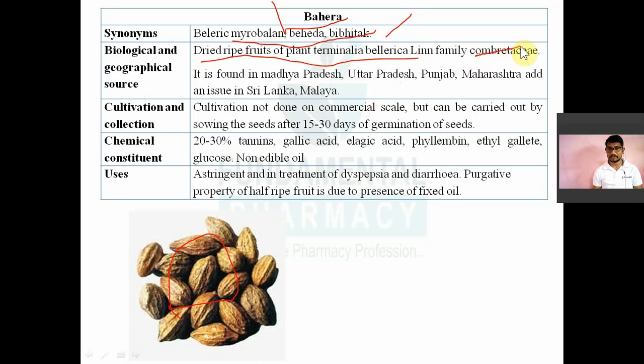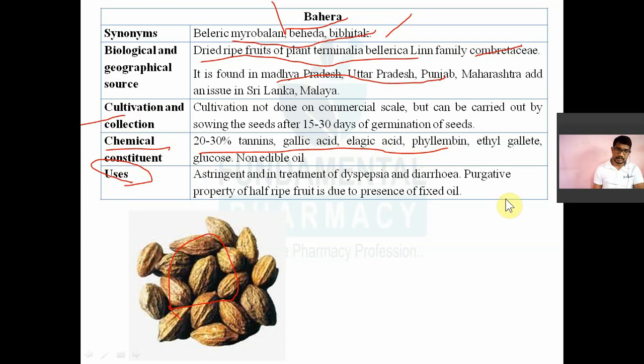It is found in Madhya Pradesh, Uttar Pradesh, Punjab, Maharashtra, and Sri Lanka. Cultivation is not done on a commercial scale, but is carried out by sowing the seeds; after 30 days of germination of the seed, they are transplanted. Chemical constituents: 20 to 30% gallic acid, ellagic acid, tannins, then bilamine, ethyl gallate, and some non-edible oil.